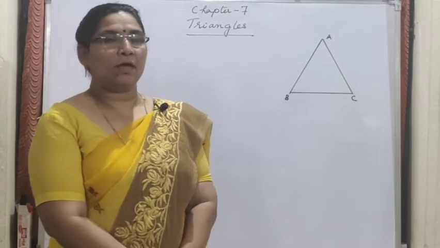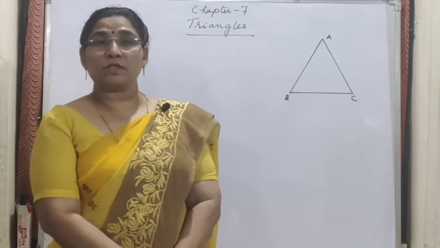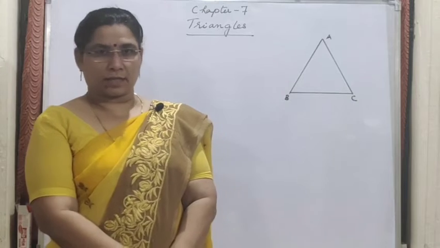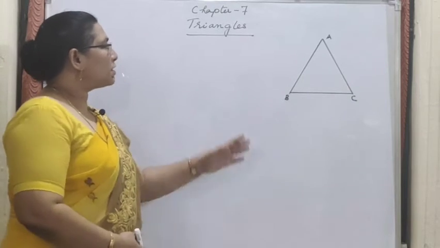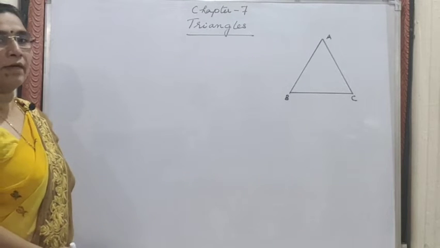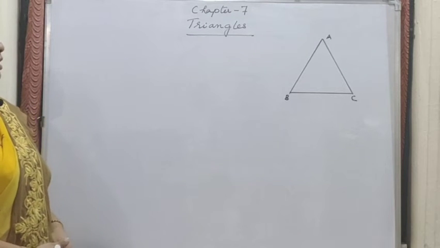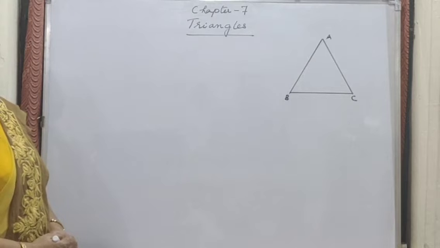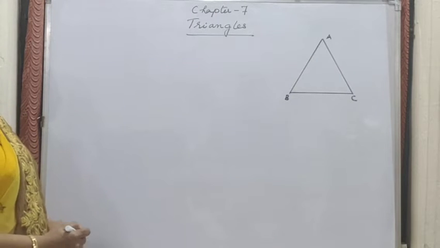In this chapter, we are going to learn about congruency of the triangles, properties of the triangle, like that. Okay, first we will learn what a triangle is. In lower class itself we have learned the definition of a triangle. So a triangle is a closed figure with three sides.